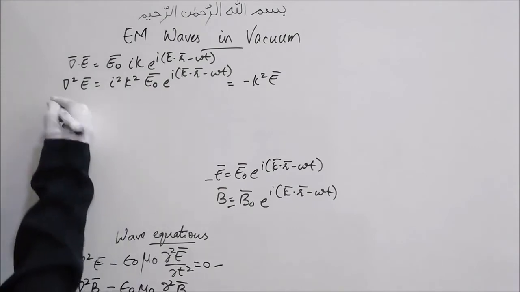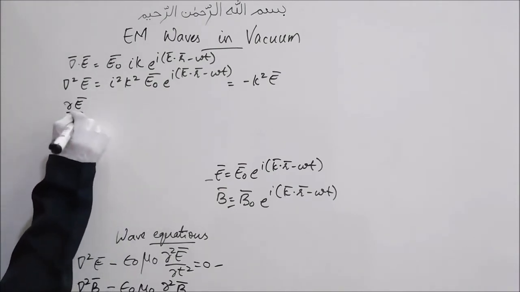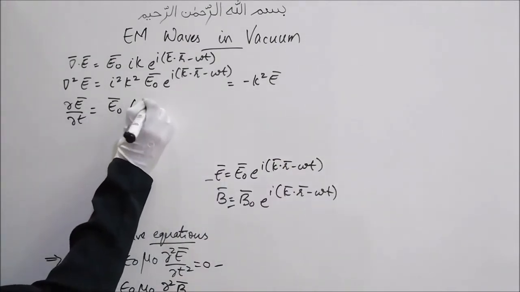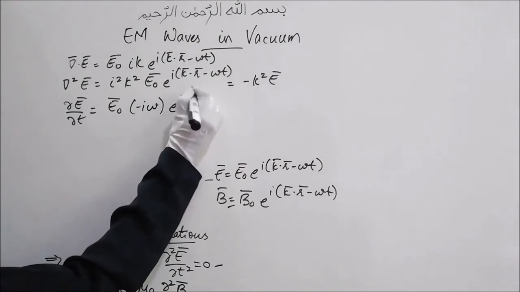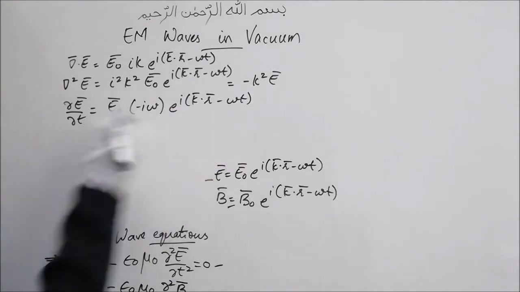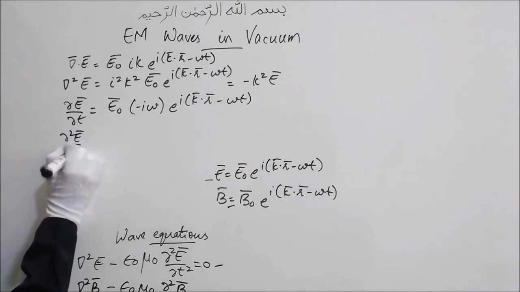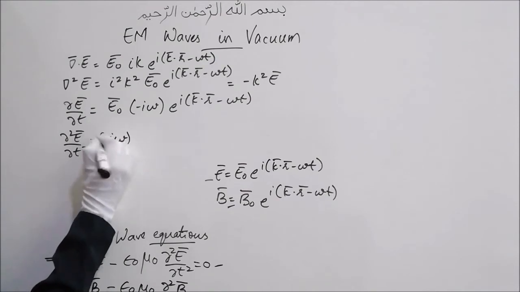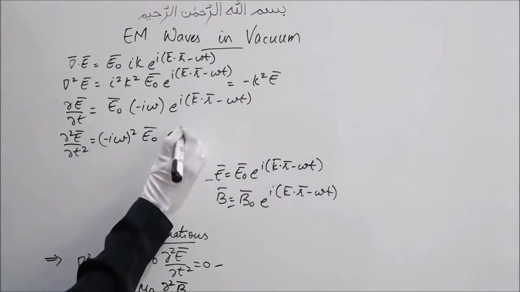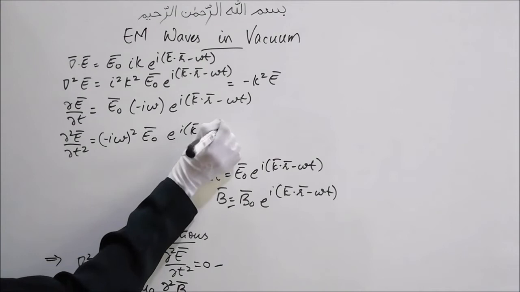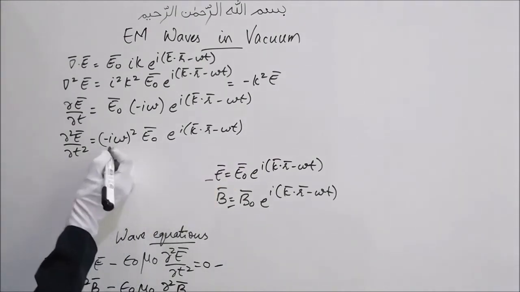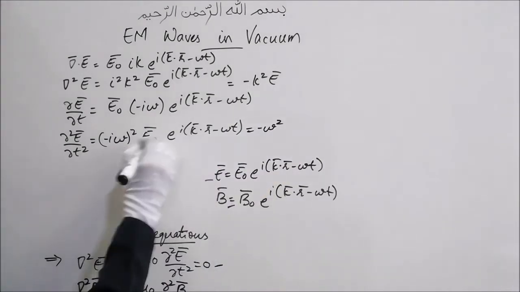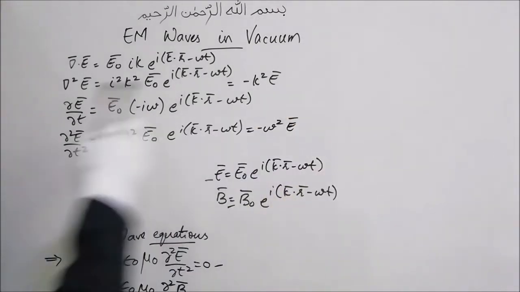Now with respect to t, so del E bar by del t will be equal to E naught bar minus I omega e raised to I k bar dot r bar minus omega t. Again del squared E by del t squared will be equal to minus I omega the whole squared, E naught bar e raised to I k bar dot r bar minus omega t. Minus minus is plus, I squared is minus, we will have minus omega squared. This term is E bar, minus omega squared E bar.